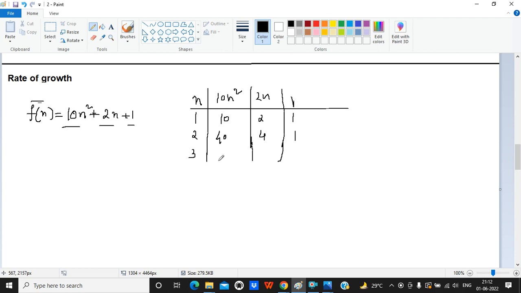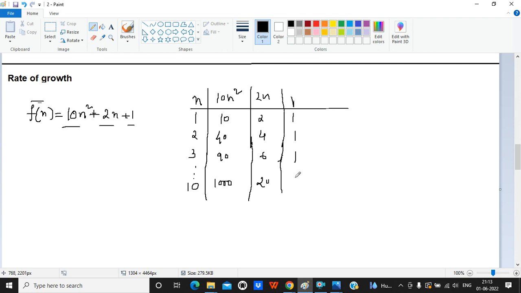Okay, fine. So if it is 3, it is your 90, then 6, and this is again 1. In this way, you can guess, if n is 10, it will be 1,000, then it will be 20 only, and it will be 1.